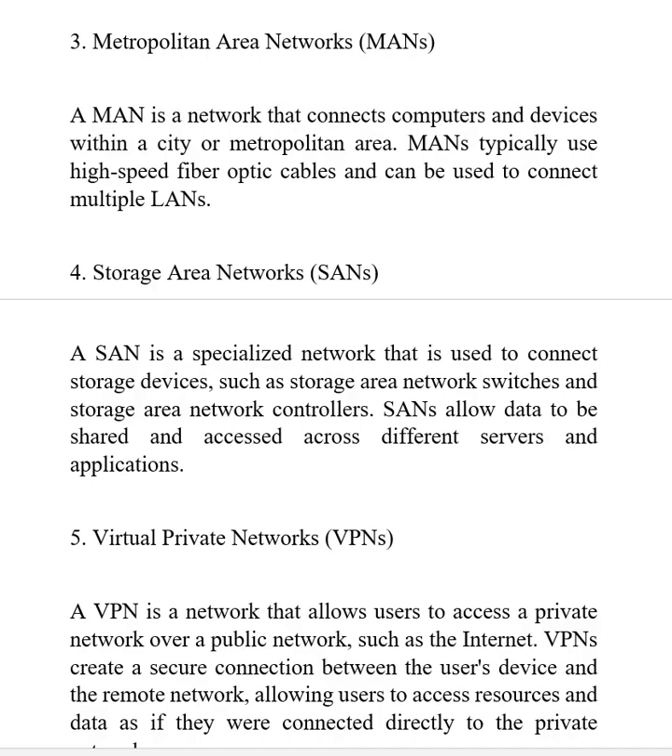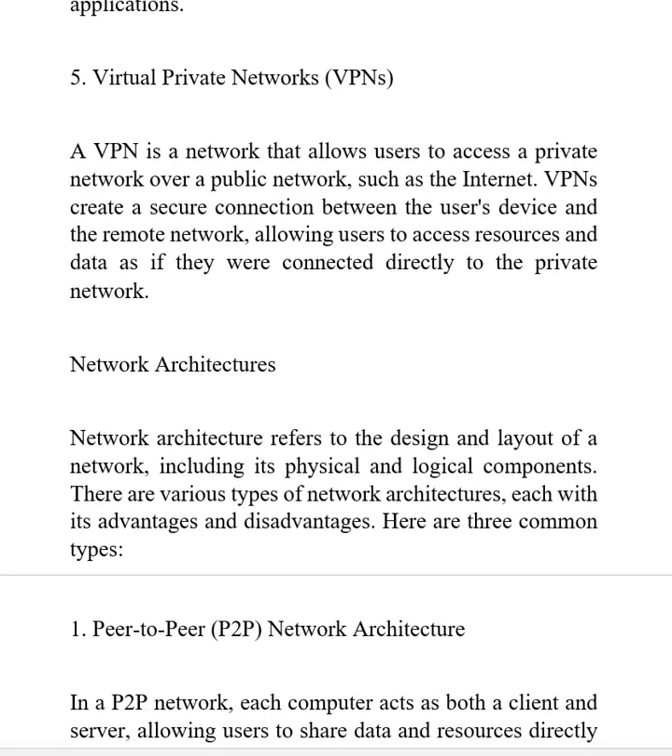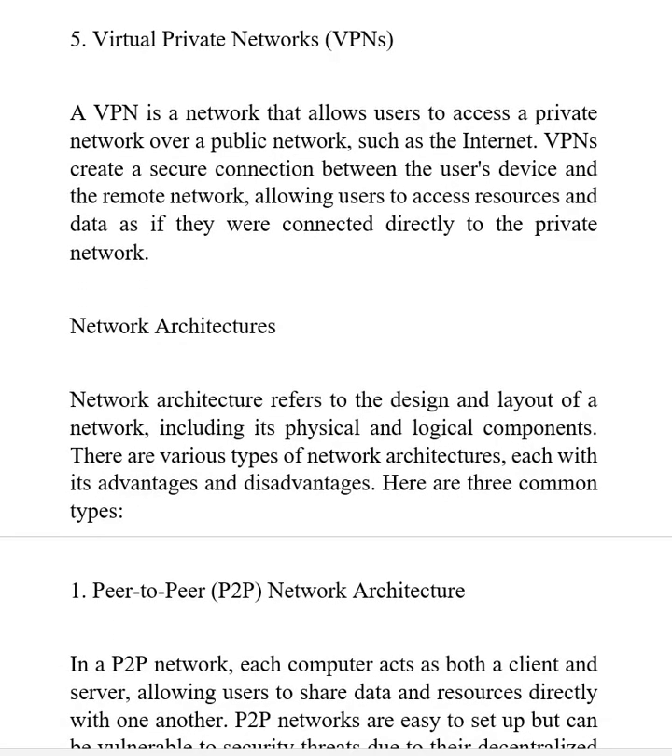5. Virtual Private Networks, VPNs. A VPN is a network that allows users to access a private network over a public network, such as the Internet. VPNs create a secure connection between the user's device and the remote network, allowing users to access resources and data as if they were connected directly to the private network.